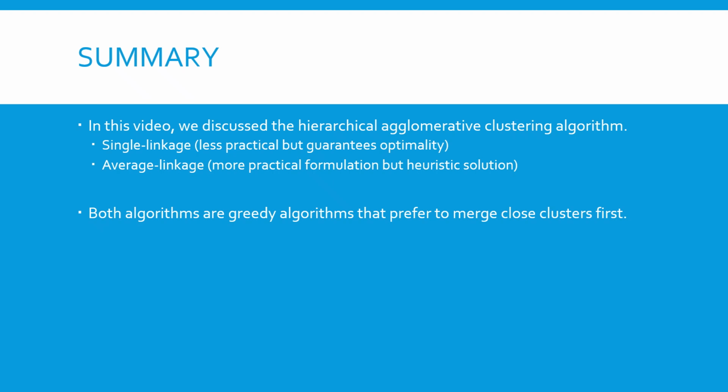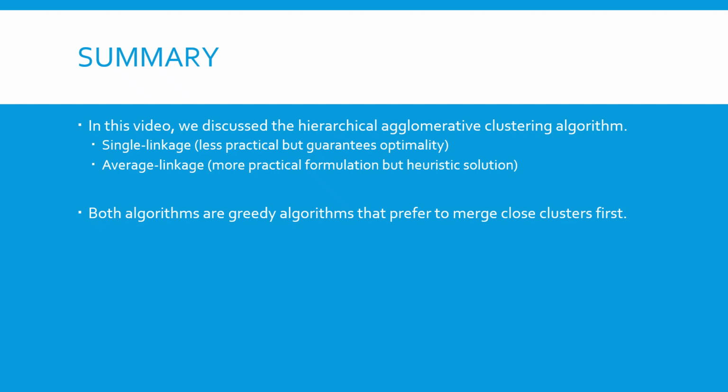In summary, we discussed hierarchical agglomerative clustering in this video. We covered two versions, single-linkage and average-linkage clustering. Both methods follow a greedy strategy and merge the most similar clusters at each step. Single-linkage offers a clean formulation and guarantees optimality under its spacing definition. However, its spacing measure is less practical because it depends only on the closest pair of objects.